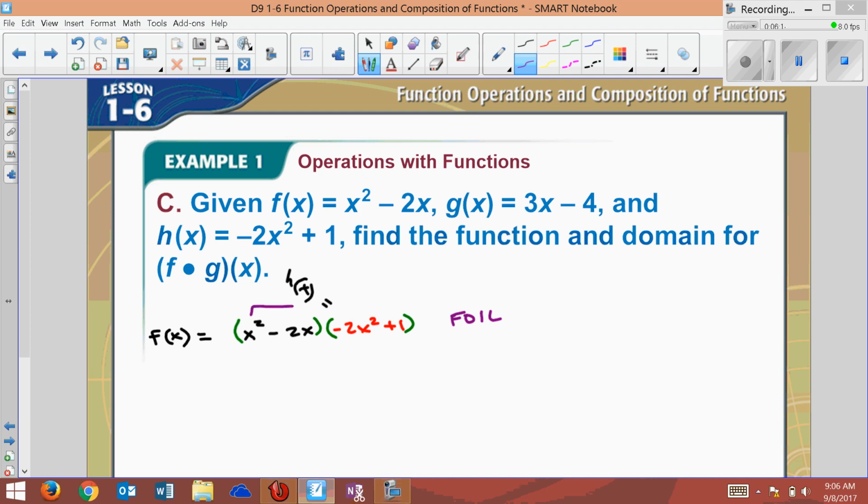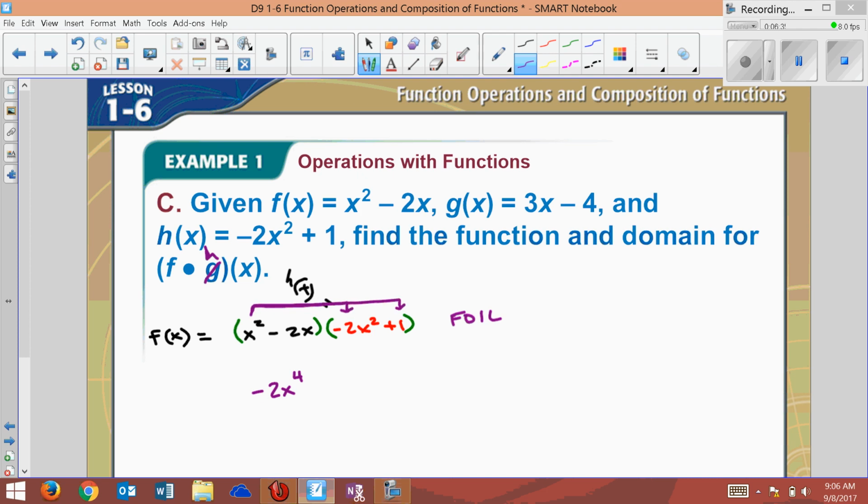So first times first, that right there gives me negative 2x to the 4th power. And you know what I'm realizing? I'm doing f of h right now. I'm sorry. I didn't copy down the right problem, but we'll go ahead and do this. So that's the f. Now I do outside times outside next.